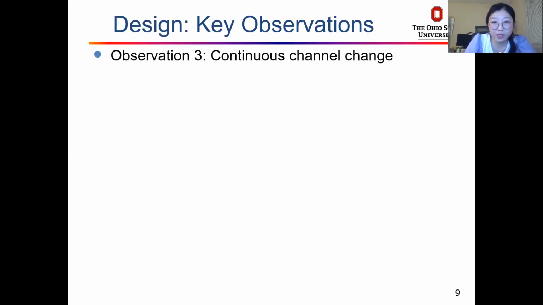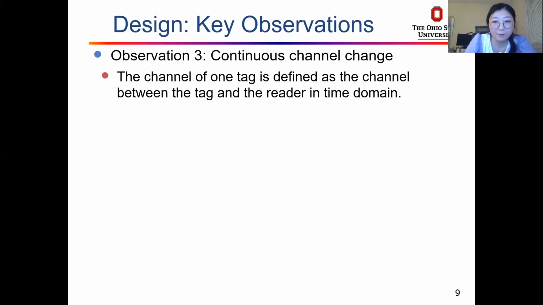Our third observation is the continuous channel change. The channel of one tag is defined as the channel between the tag and the reader in the time domain.